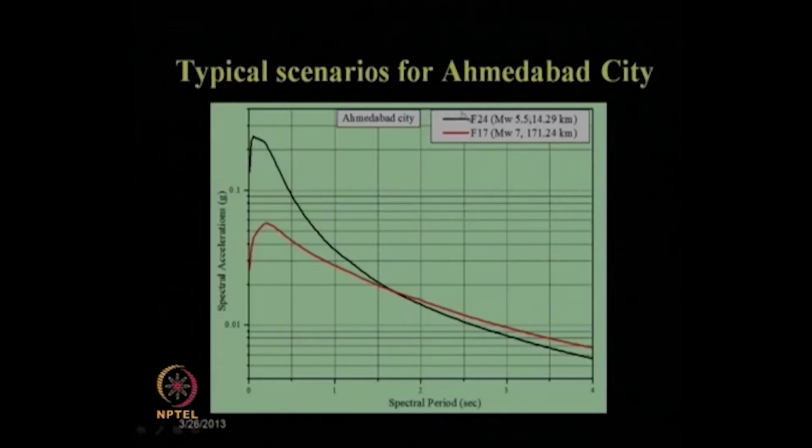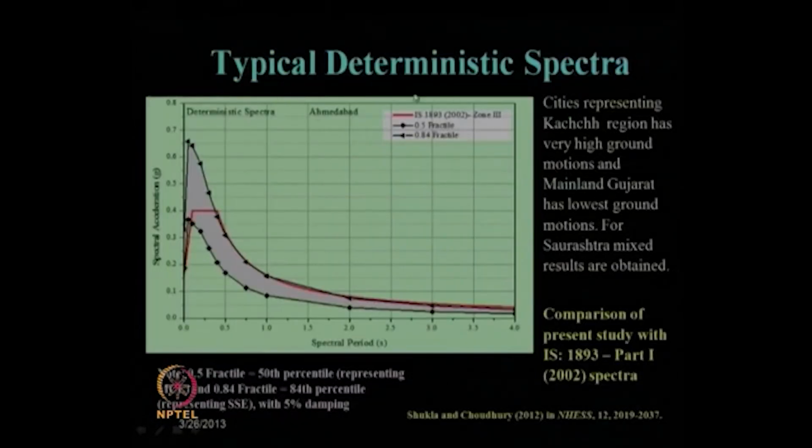The typical scenario for Ahmedabad city has been elaborated here through this spectral acceleration versus spectral period plot. As we have already mentioned, this red color line shows the effect on the long period, whereas this black color line shows the effect on the short period. The typical deterministic spectra for Ahmedabad city is compared again with the method proposed in the IS code, that is the spectral acceleration versus spectral period plot.